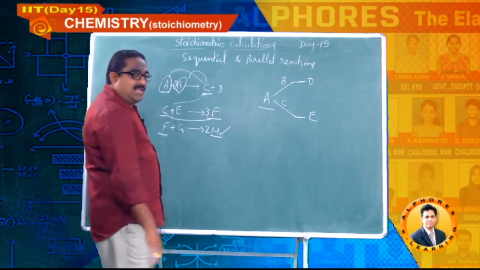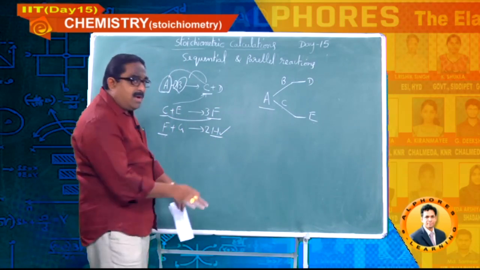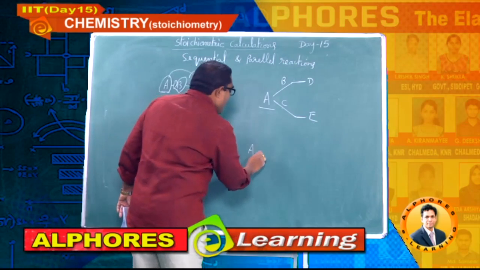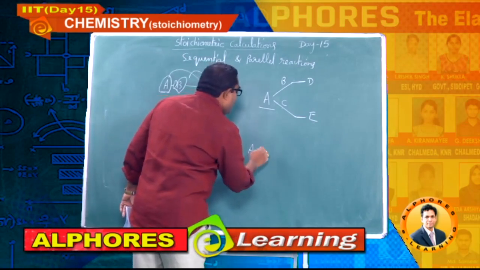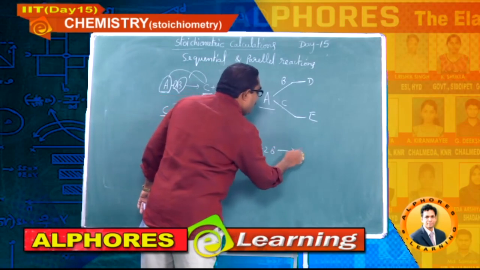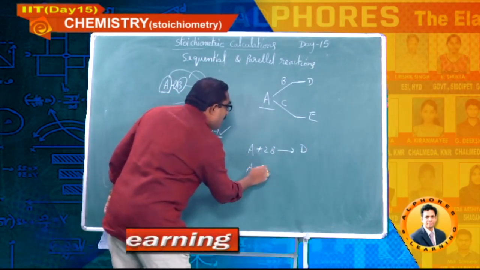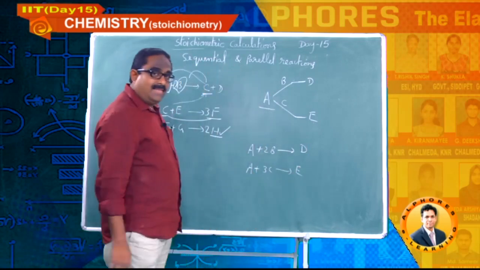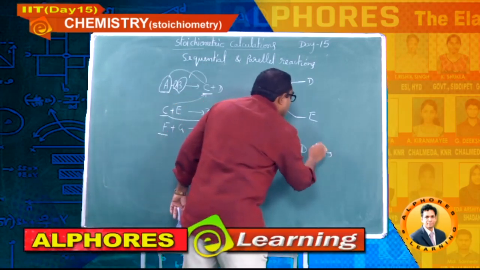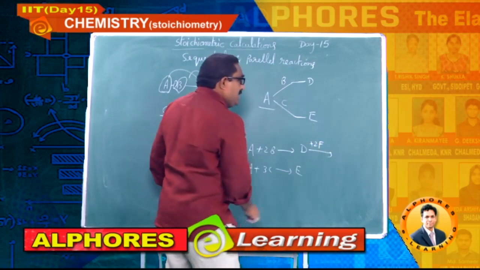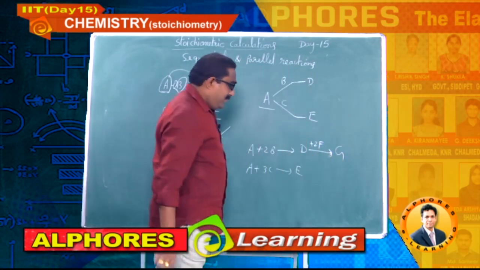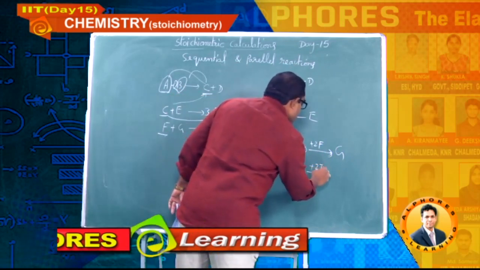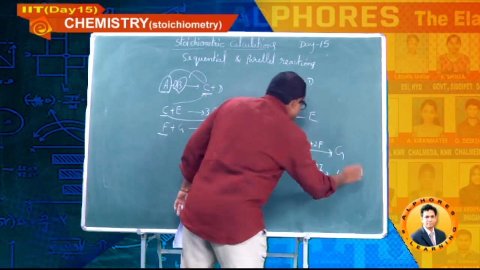So these are the approaches. And one more combination we can write based on these two. See, A, I will write here, plus 2B gives rise to some D. Same A plus 3C gives rise to E. Again D in combination with F gives rise to the chemical G. Again E in combination with I gives rise to some product H.